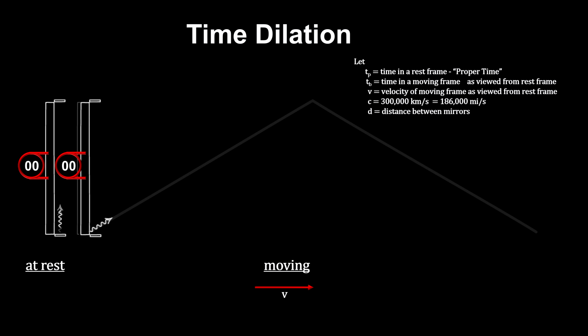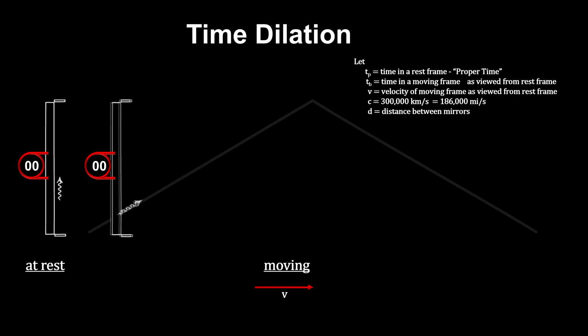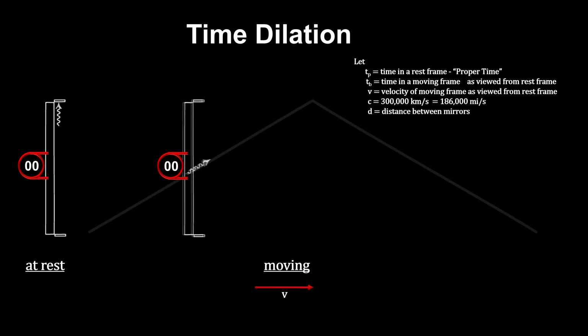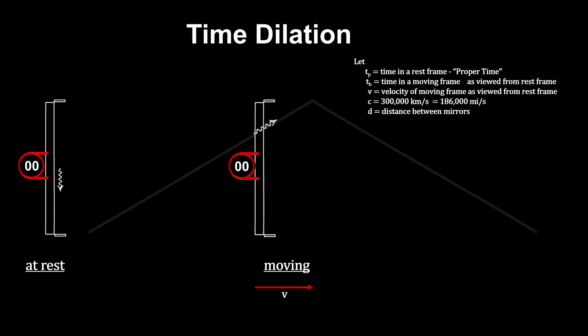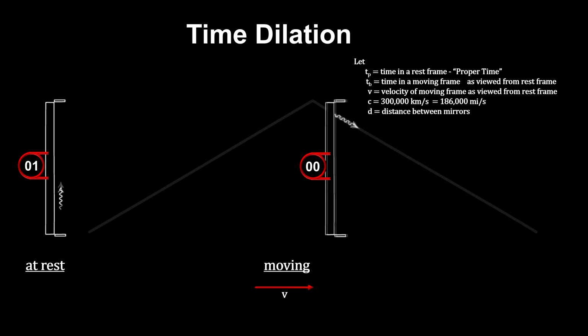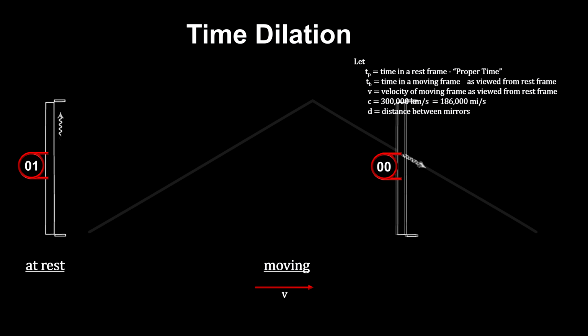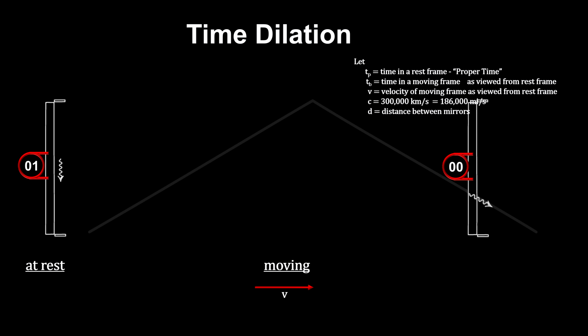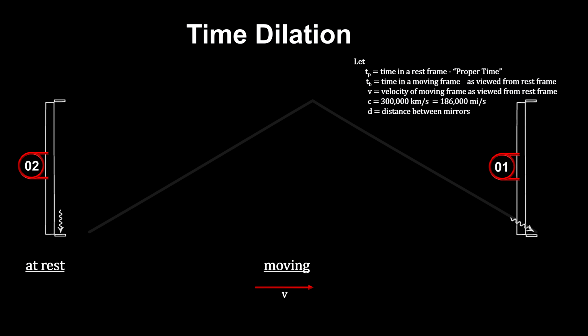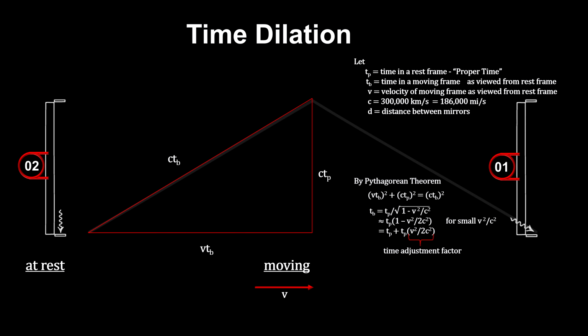Now, if we put the clock into motion with respect to a ground-based observer, we see that the light has to travel further. And because its speed is constant, it will take longer. The moving light clock is therefore running slower than a stationary duplicate. This is called time dilation. It's the geometry of the situation that gives us the conversion factor.